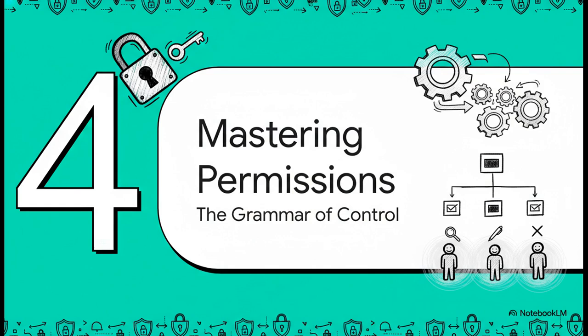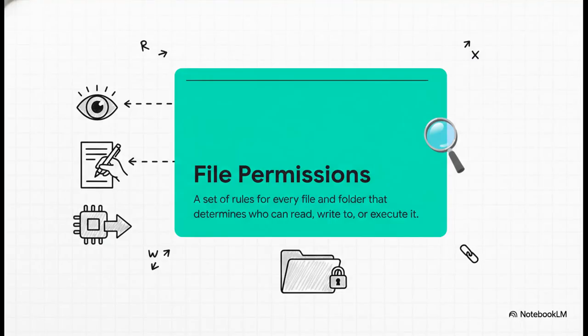This is basically the grammar, the rule book, that decides who gets to do what on your system. Understanding this is absolutely crucial for security. At its core, it's actually pretty simple. Every single file and folder has a set of rules attached to it that define just 3 basic actions. Can you read it? Can you write to it? And, if it's a program, can you execute it?